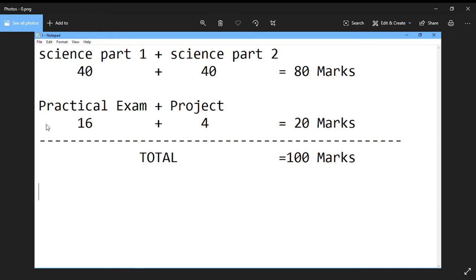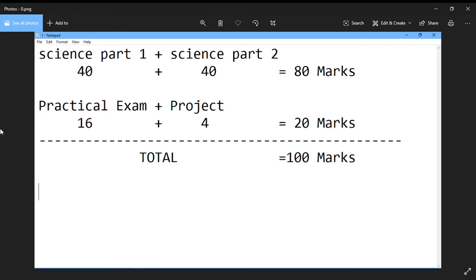Let us try to understand the pattern of the science question paper. Now our science textbook has two parts, science part first and science part second. Here, the science part first exam has 40 marks and science part second has 40 marks.